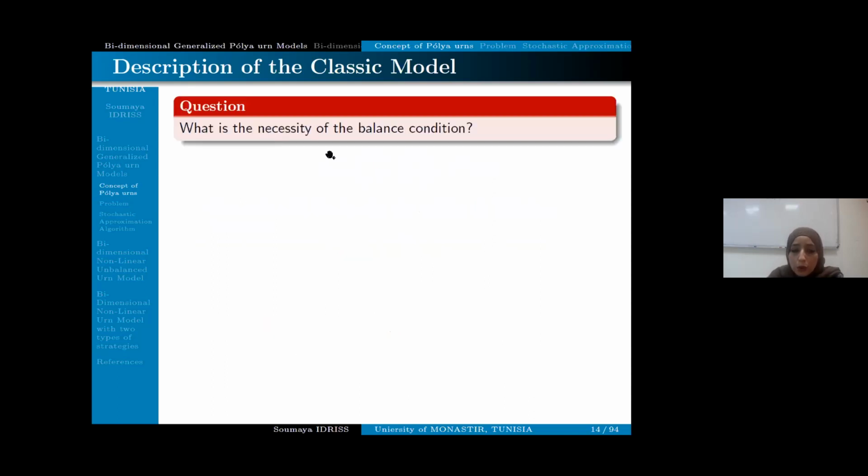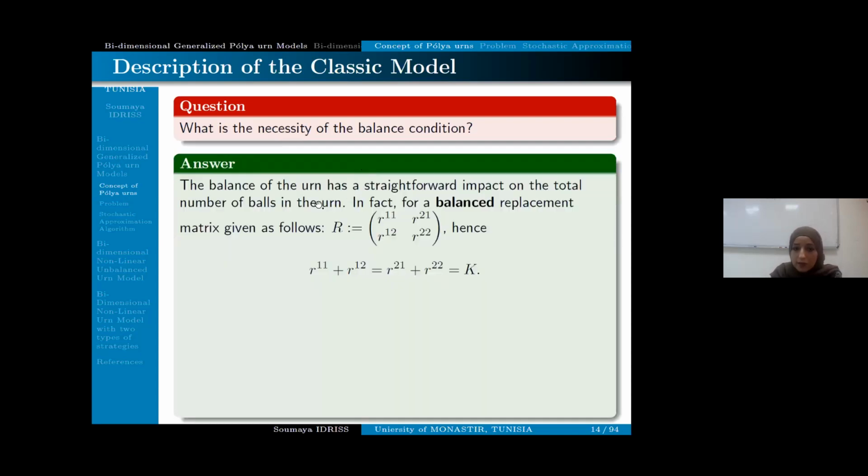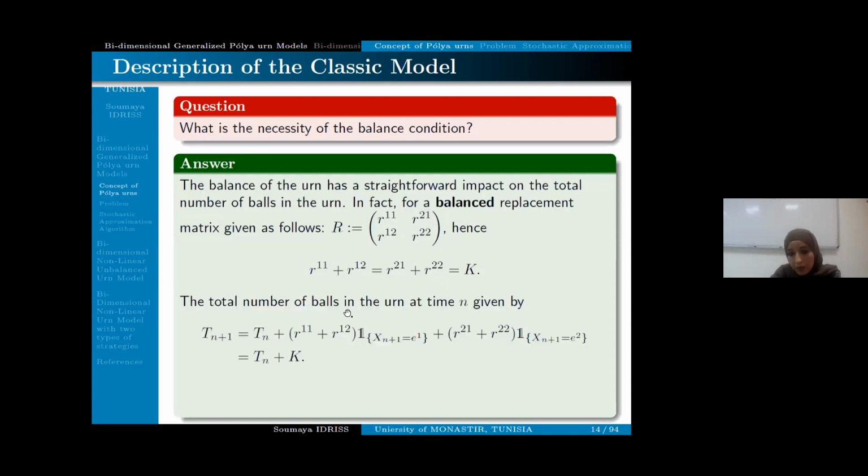Now, what is the necessity of the balance condition? As you can see, the balance of the urn has a straightforward impact on the total number of balls, meaning that given a balanced replacement matrix, the sum on the first column equals the sum on the second column. The total number of balls can then be read as follows. It is a deterministic quantity.